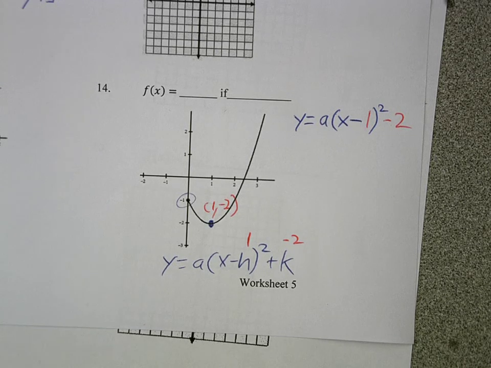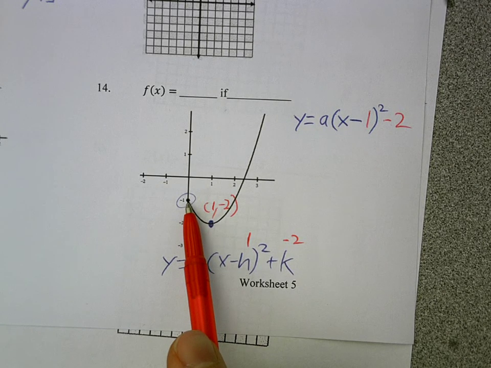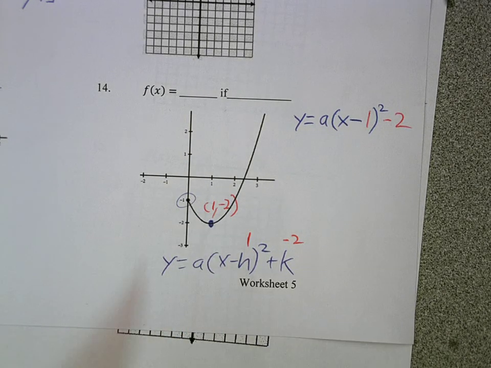Once you have done that, if you don't know what the a value is, which you really shouldn't assume you know, I almost made a mistake in second period where it looks like it's something, but we had to actually work it out and double check. So here, if you're not sure, plug in another point besides the vertex. So I'm going to plug in (0, -1).